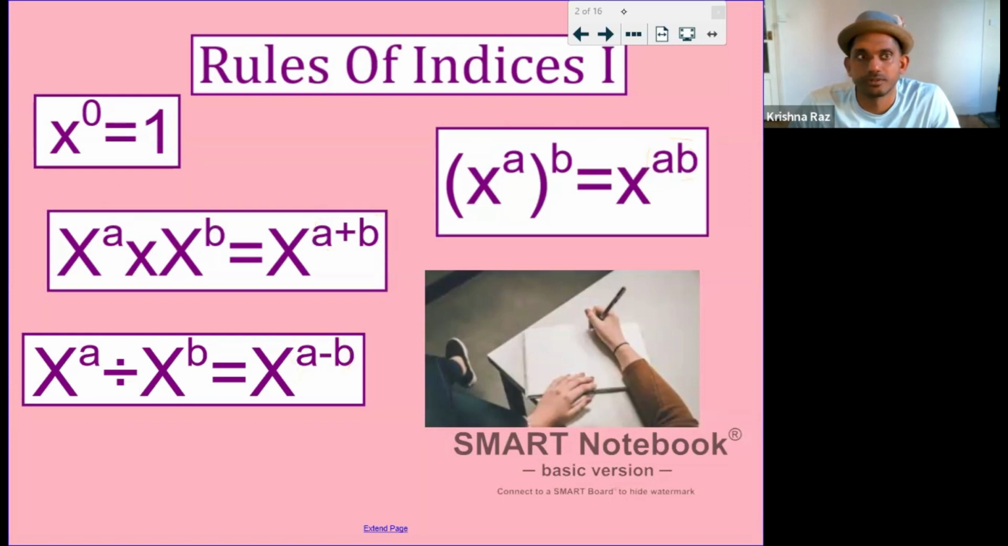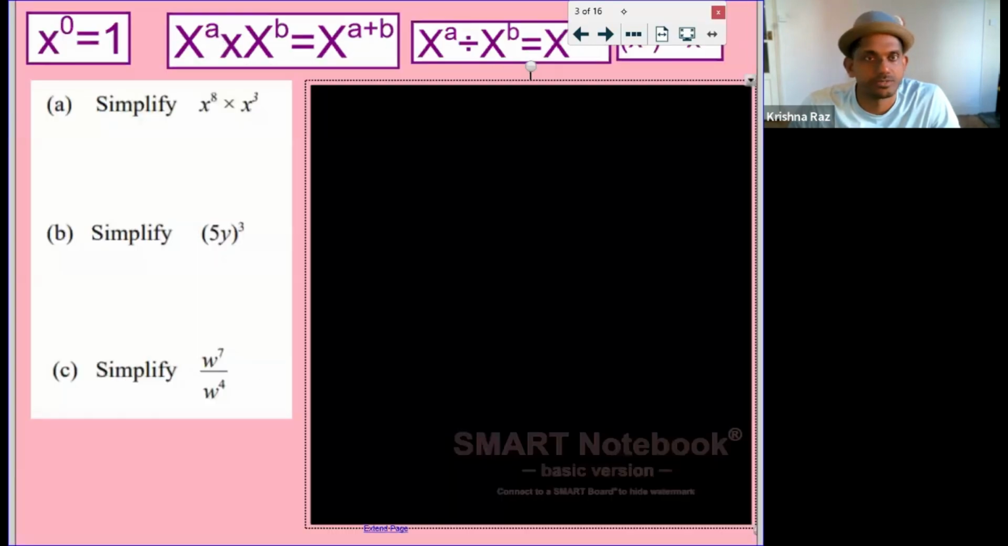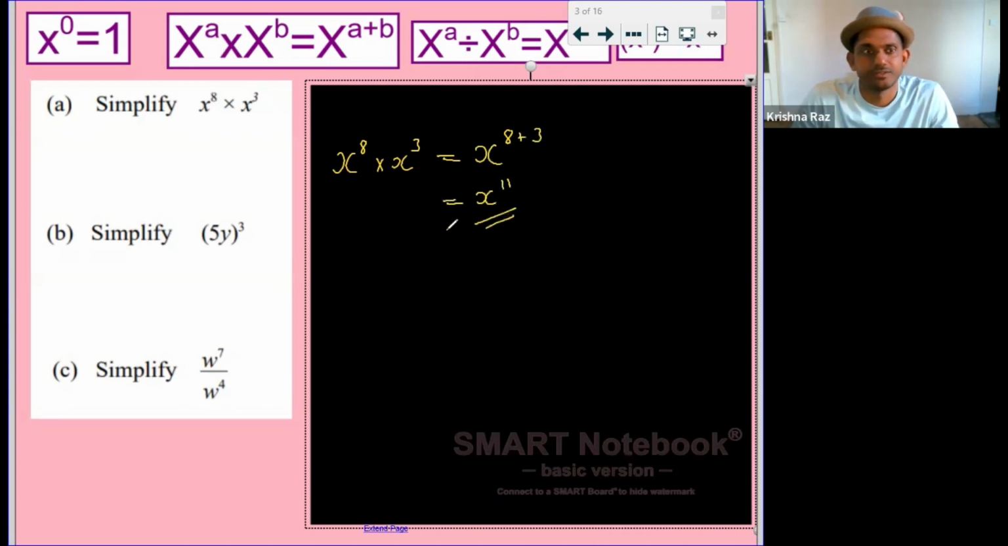So let's go to the first set. So these are past paper questions. So the first one, we have x power of 8 times x power of 3. You can see from the second rule on the top, we add the powers together. So we get x to the power of 11.